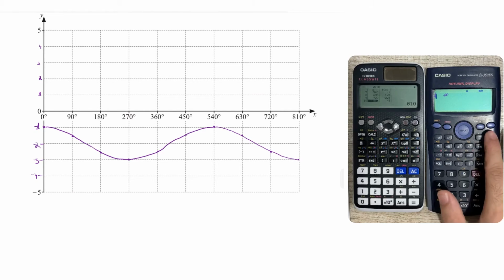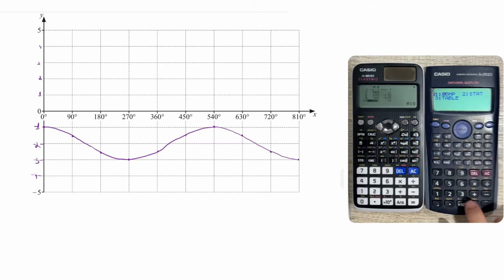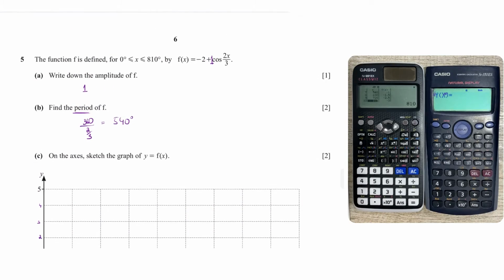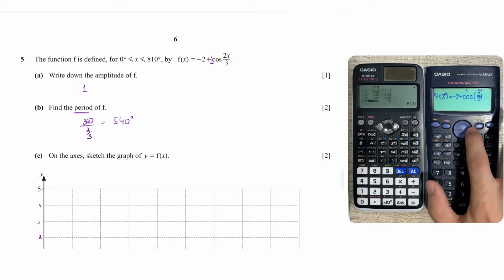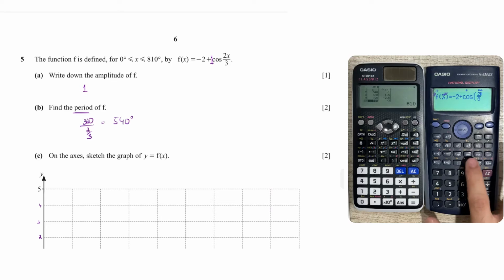Now what if you wanted to use this calculator? You can do the exact same thing in this one also. All you have to do is press mode and go to where you see table. Over there you just enter the function as it is. So you have -2 plus cos. Again, make sure your calculator is in degree mode, which it is. Make a fraction, write 2 upon 3, put x with it. I'm going to do just that: alpha x, then close the bracket, not like that, but after the end of the angle, like that.